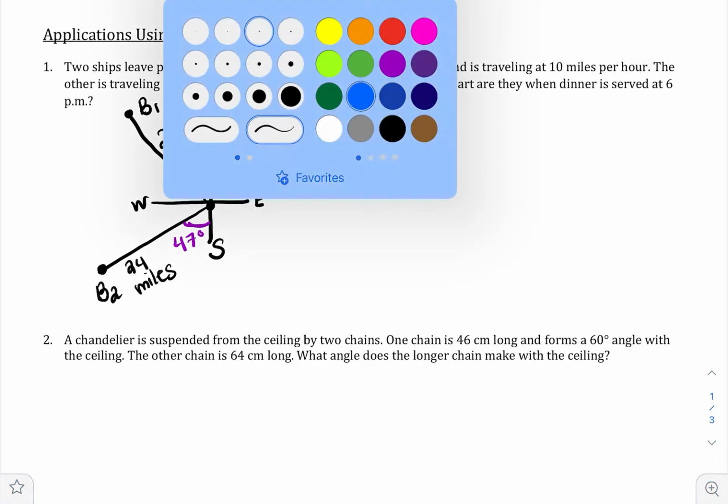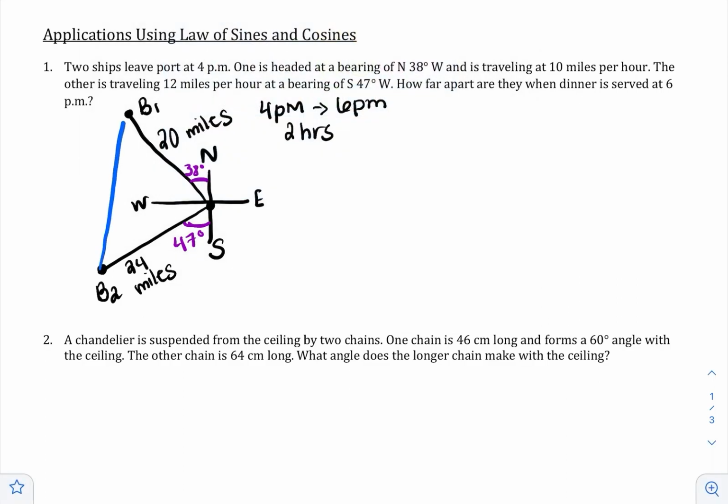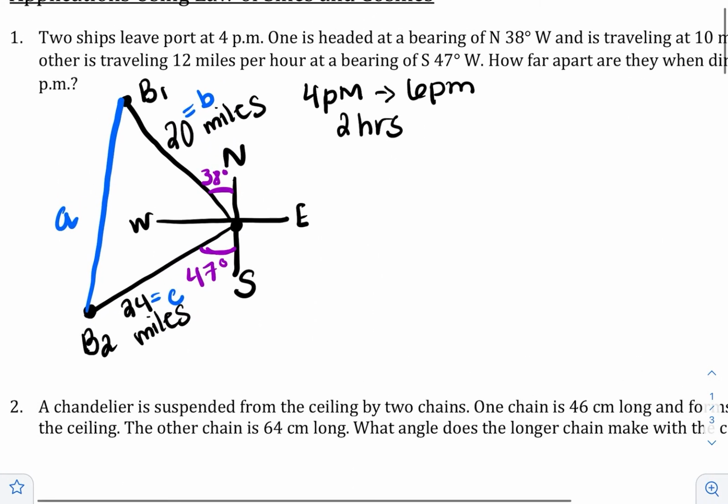So what we want to know is how far apart they are. Just to keep to the letters A, B, C, I'm going to call this side little a, I'm going to call 20 little b, and I'm going to call 24 little c. So I'm working with this triangle here. If I know that I have 38 degrees and 47 degrees, the north-south line makes a straight line, which means that's 180 degrees. So I can find this angle right here, because all 3 of them add up to 180.